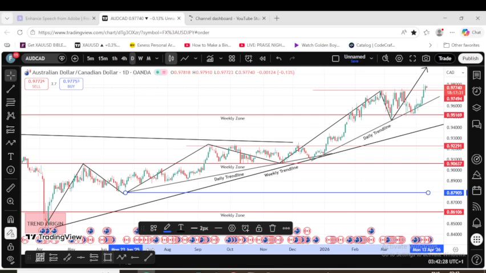So then we have higher highs. This is a higher high here. We have a higher high here. And then we have a higher high here. So we can delete this.